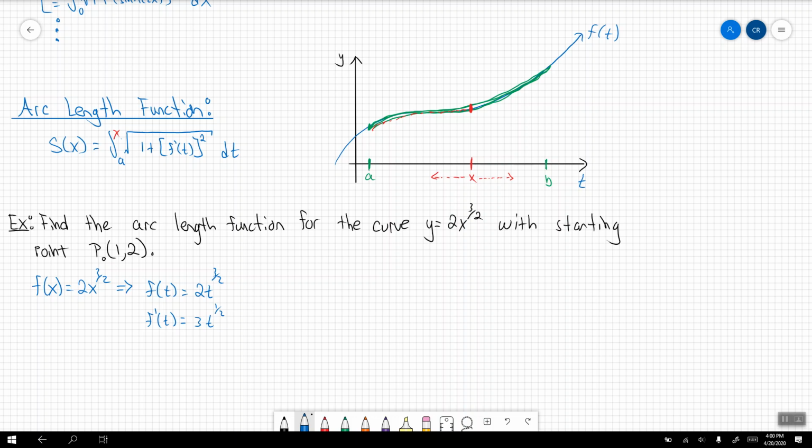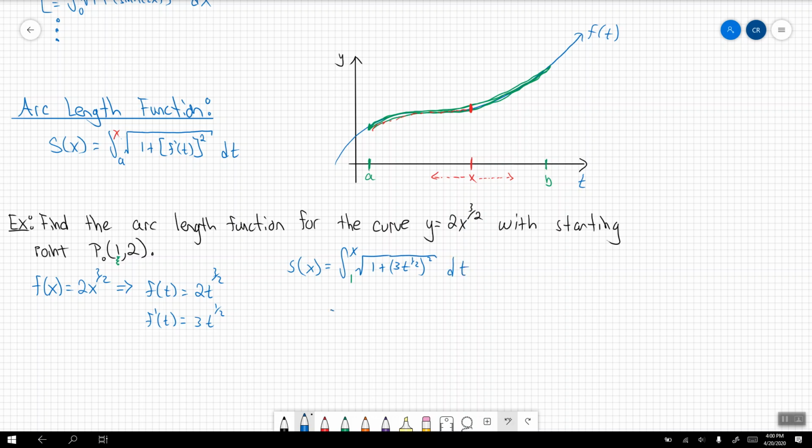Awesome. So now the arc length function, this is going to be our s of x, is going to be the integral from the starting x value. The starting x value is going to be 1, so it starts at 1, and it doesn't stop at t, but instead it stops at x. And this is going to be for 1 plus this function, which is 3t to the power of 1 half, squared. There we are, and this is dt.